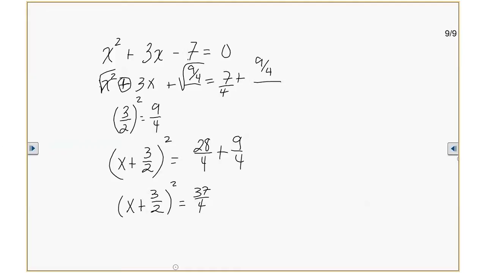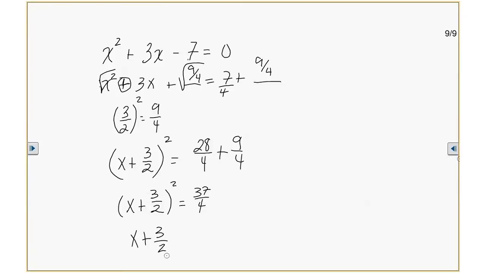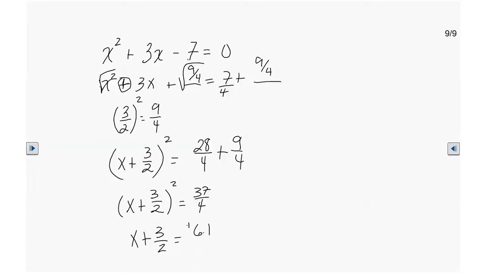Now I know none of y'all can figure out the square root of 37 when the square root of 36 is 6. Reckon it's 6.1. Except for that person still wondering what the 6 cents is for, right? What's this for? x plus 3/2 is equal to 6.1 positive or negative over 2.